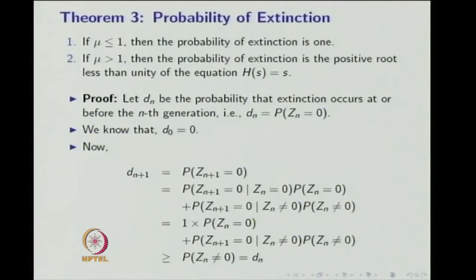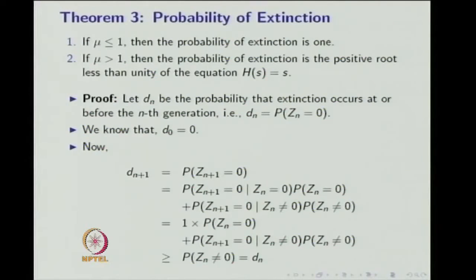If mu is less than or equal to 1, then the probability of extinction is 1. If mu is greater than 1, then the probability of extinction is the positive root less than unity of the equation h of s equal to s. That means you have to solve the equation h of s equal to s. From that you can get the probability of extinction. Here mu is the mean of the random variable Z1. Let us see the proof.